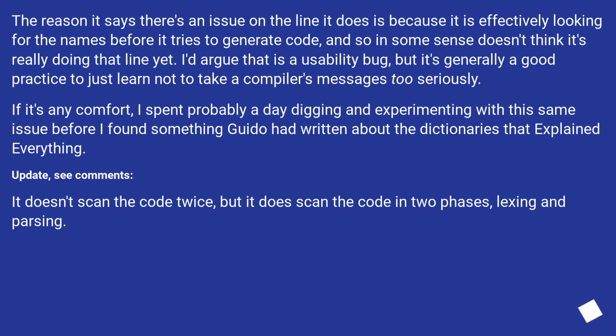The reason it says there's an issue on the line it does is because it is effectively looking for the names before it tries to generate code, and so in some sense doesn't think it's really doing that line yet. I'd argue that is a usability bug, but it's generally good practice to just learn not to take a compiler's messages too seriously. If it's any comfort, I spent probably a day digging and experimenting with this same issue before I found something Guido had written about the dictionaries that explained everything. Update, see comments: it doesn't scan the code twice, but it does scan the code in two phases, lexing and parsing.